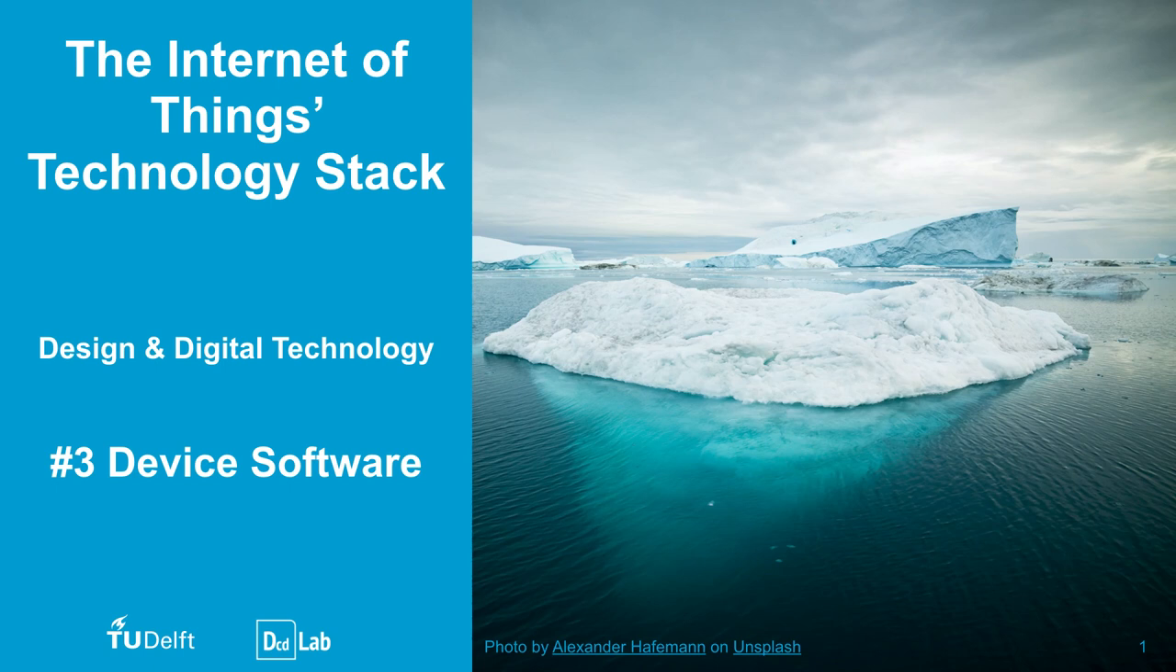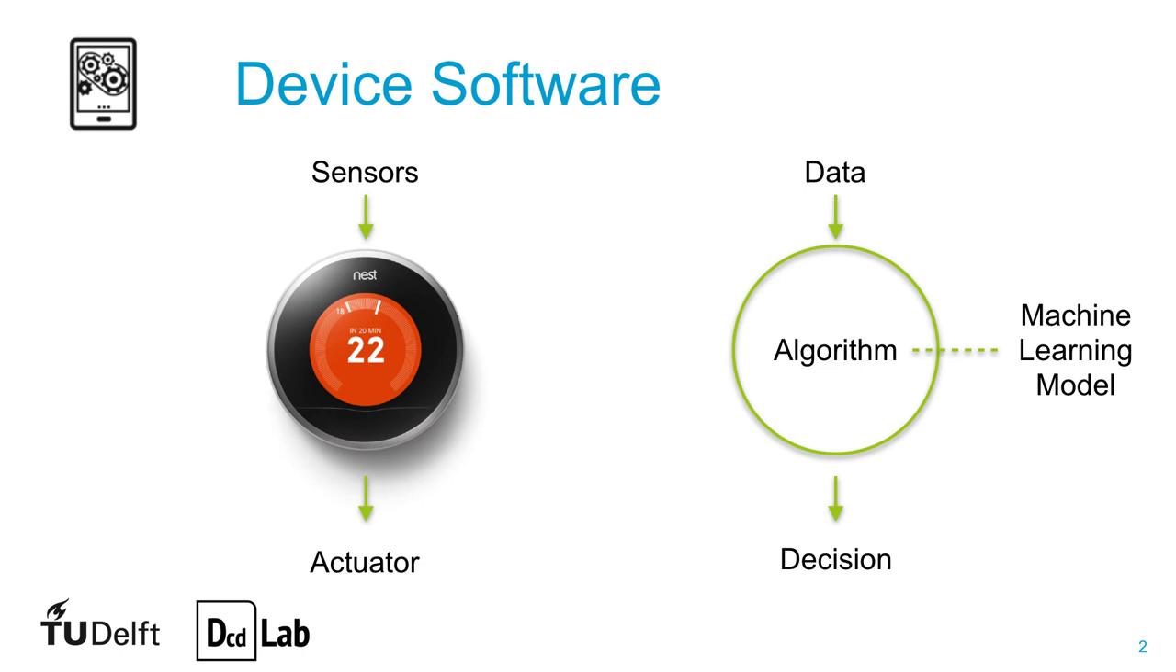Our series through the IoT technology stack led us to the second layer, device software. This is the piece of software running locally on the device. This is where the data acquisition takes place, providing inputs to algorithms. In this case, this is a machine learning algorithm trained by data over time to take a decision, a machine learning model.